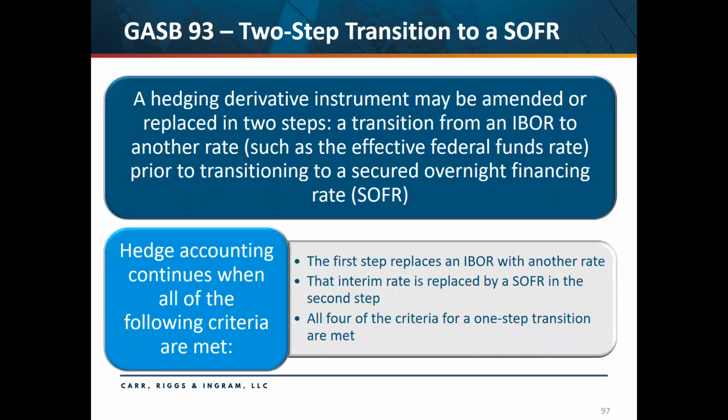There's a two-step transition to SOFR. One is by amending or replacing a hedging derivative to change IBOR to a new rate other than SOFR. Or two is subsequently amending or replacing the amended hedge to change that new rate to SOFR. If number two is selected, then hedge accounting continues when all of the criteria that we spoke about earlier are met. So the first step replaces an IBOR with another rate. That interim rate is replaced by SOFR in the second step, and all four of the criteria for a one-step transition are met.